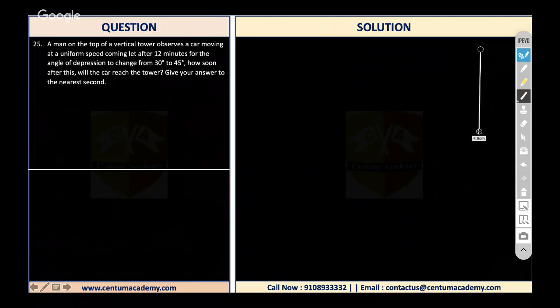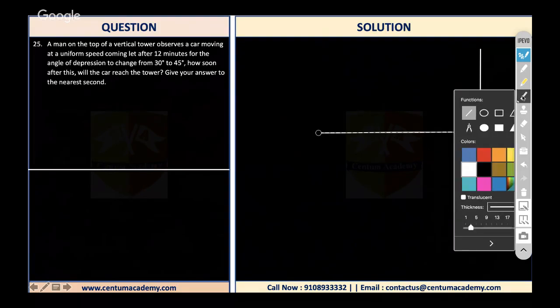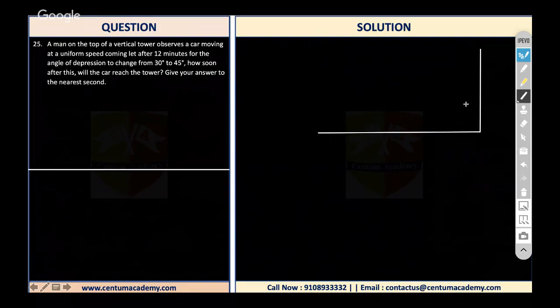What will happen if, let's say, the question is somewhat not correct? Then also you don't leave the question, draw the diagram and try and solve as much as possible. Many a times, if the question is wrong, if someone has attempted, they get points for that. So hence, don't leave the question thinking that question is incomplete or information is not being supplied. So a man on the top of a vertical tower observes a car moving at a uniform speed coming towards him. This will be this question basically.